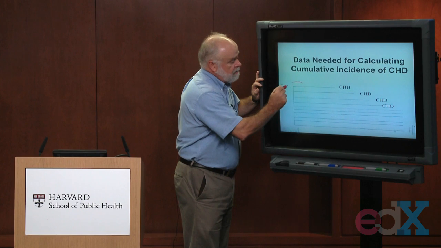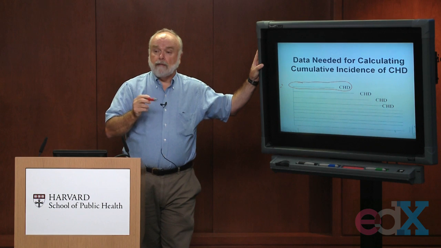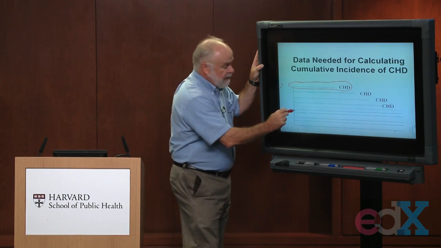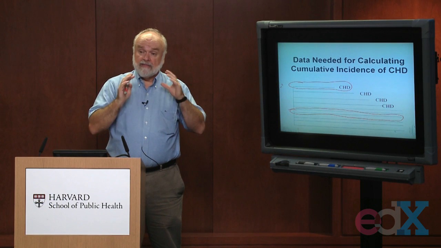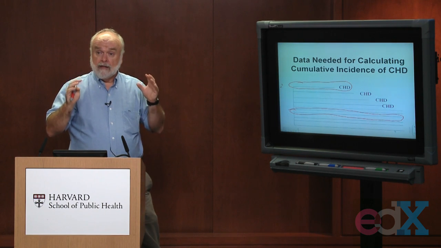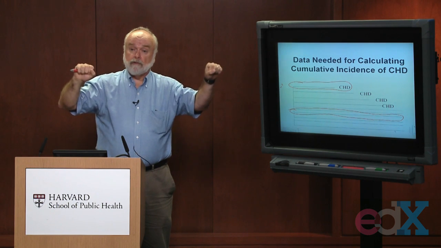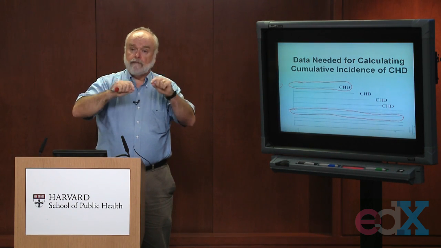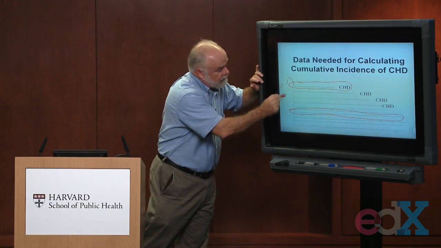Every person is going to be represented by a line. And that line either ends with the development of coronary heart disease, or that line ends with the end of the study, say 20 years into the future or 24 years into the future in the case of your data set. This is the data you'd have to have to be able to say with certainty that at the end of the study, this person did develop coronary heart disease while this other person did not, and be able to say that for everybody who was in your original population at risk.